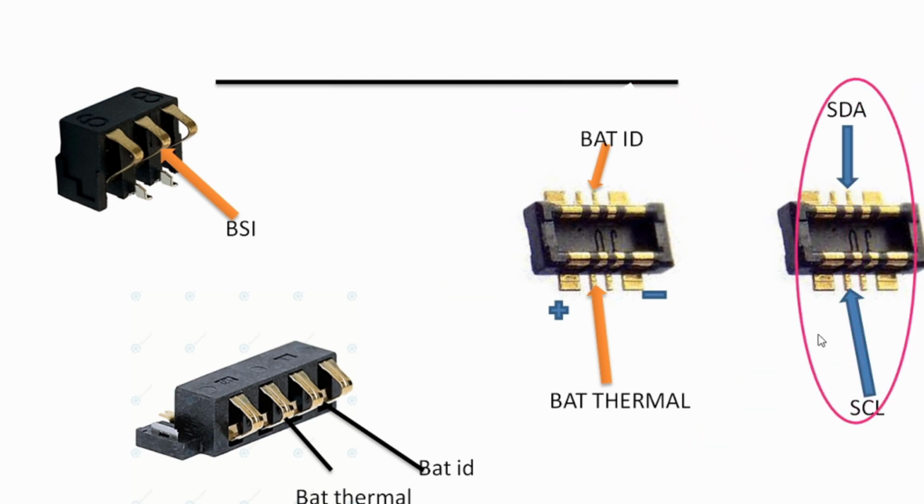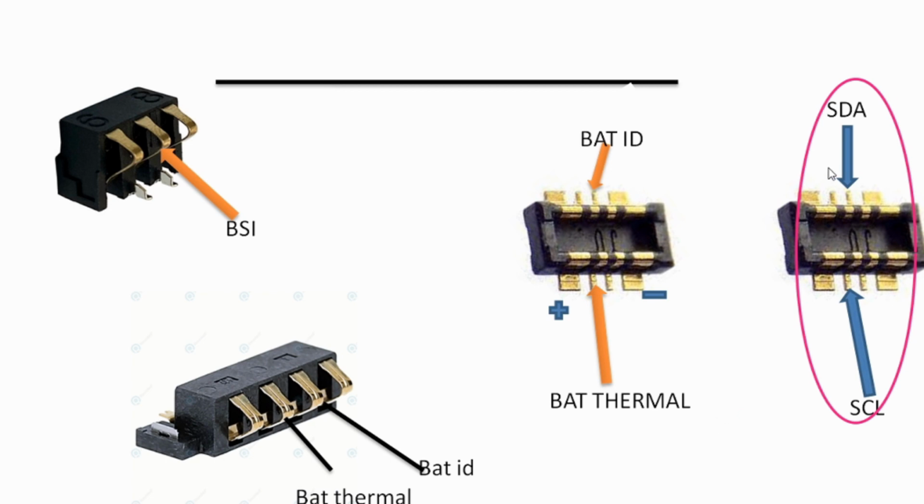Number 4, this type of battery connector is used in iPhone or 5G phones, because there are SDA and SCL lines, serial data and serial clock. These are I2C lines. These lines also work as Batt ID and Batt thermal lines. But I2C lines are communication lines, communication between the master IC and slave IC.